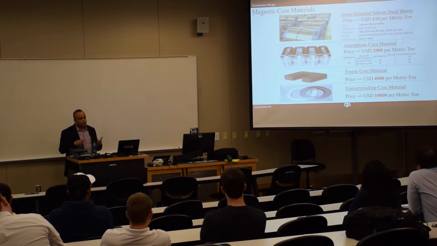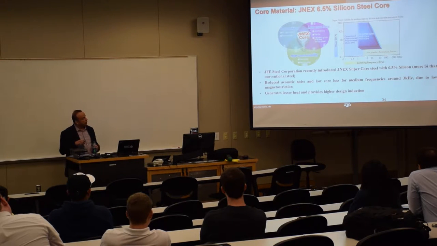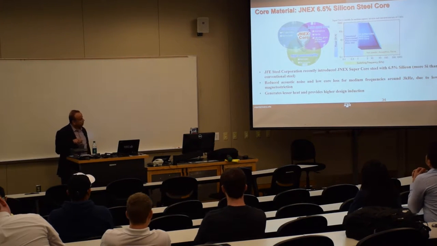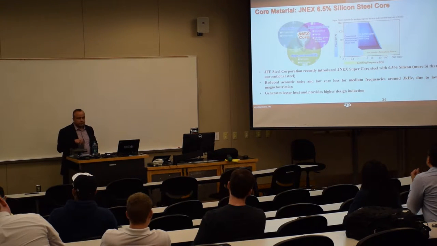So the lower cost material is actually grain-oriented silicon steel. So if we can make a transformer with that, it'll be the case. We've been working with this core, the JNEX core, which is a thin, special steel with 6.5% silicon. It has reduced acoustic noise for medium frequencies, around 3 kilohertz, and generates less heat and provides a better design.